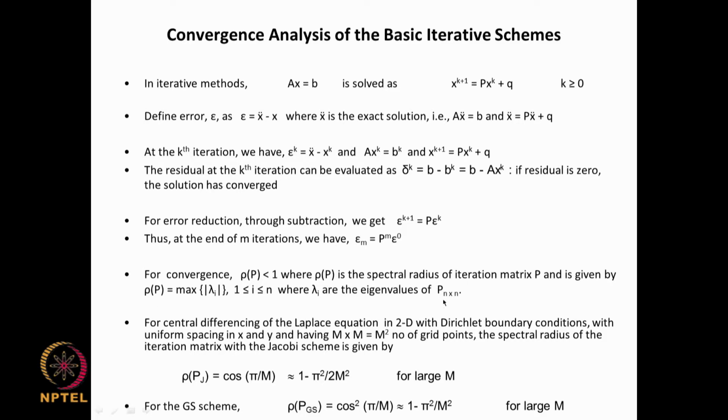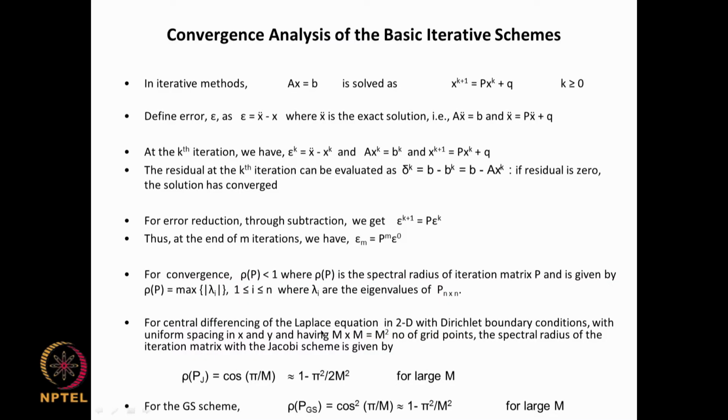As I mentioned, you have an n by n matrix here, and if you have a million grid points, a million unknowns, you will have a million eigenvalues. There is no easy way of finding all these eigenvalues, but for some class of problems it is possible to get a theoretical expression for the eigenvalue. For example, for central differencing of the Laplace equation in 2D with Dirichlet boundary conditions, we have done this.